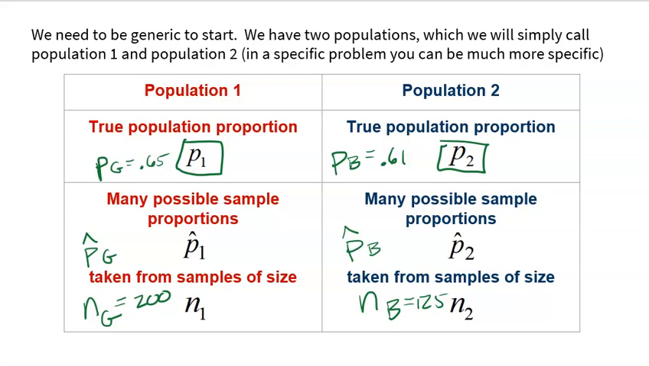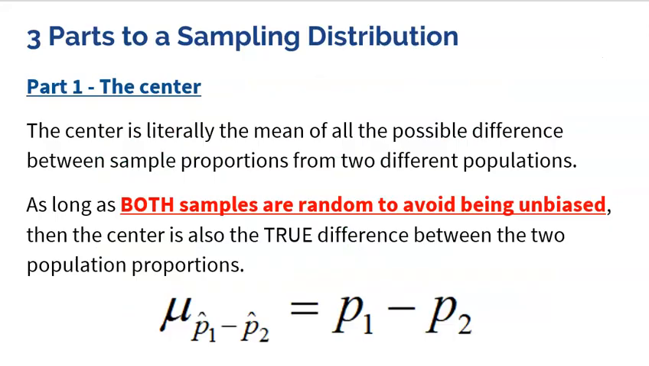All right, so now let's dive into what needs to be done to build the sampling distribution. First we need a center, right? The center is literally the mean of all the possible differences. So if we think of all the possible differences that exist out there between a sample of girls and a sample of boys, the mean would be the truth, the true difference between these two populations, right?